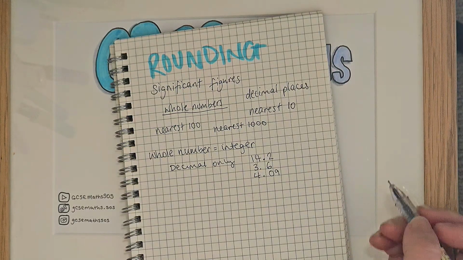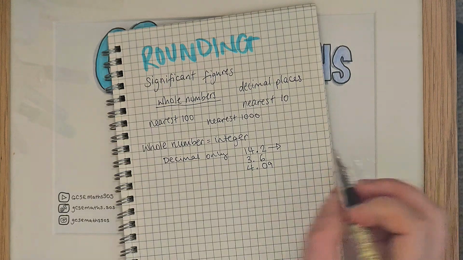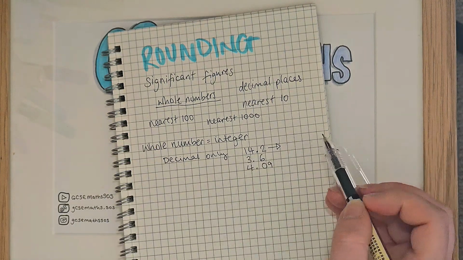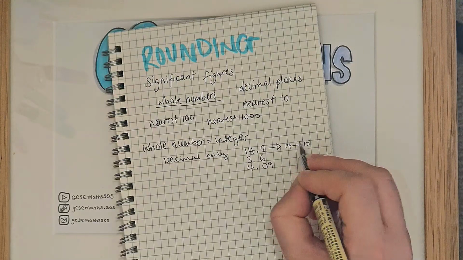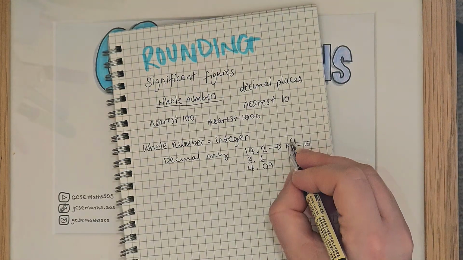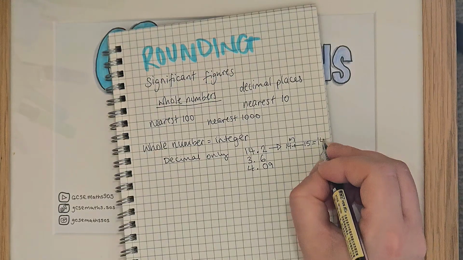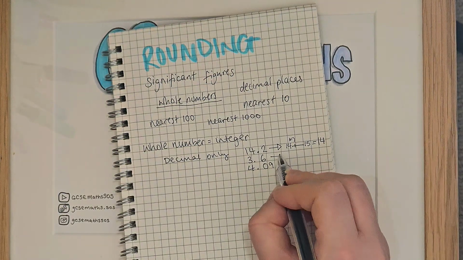The first example here is 14.2. What we need to focus on is just this first decimal place. We've got 14, we're not going to change the tens, but we need to think about what's closer to 14.2, 14 or 15. That 2 is closer to 14, so our answer is going to be 14. Remember, if it's 5 or more, that's when you round up. So let's have a look at the second one.